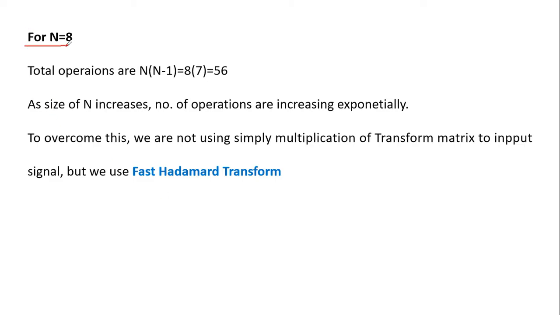Now for n equal to 8, the total addition operations are n into n minus 1, which is equal to 8 into 7, that is 56. As the size of n increases, the number of operations increases exponentially. To overcome this, we do not simply multiply the transform matrix with the input signal, but we use the fast Hadamard transform. So in my next videos, I will explain how to perform the fast Hadamard transform using the butterfly diagram.